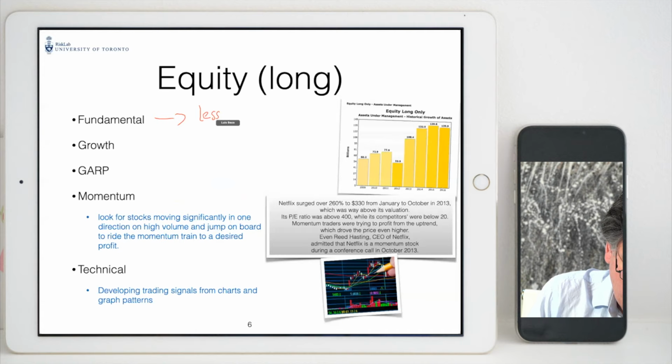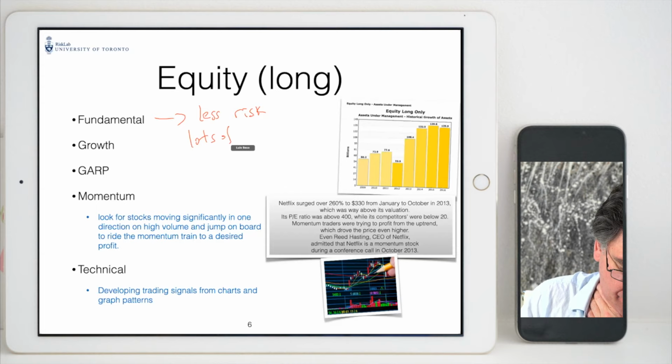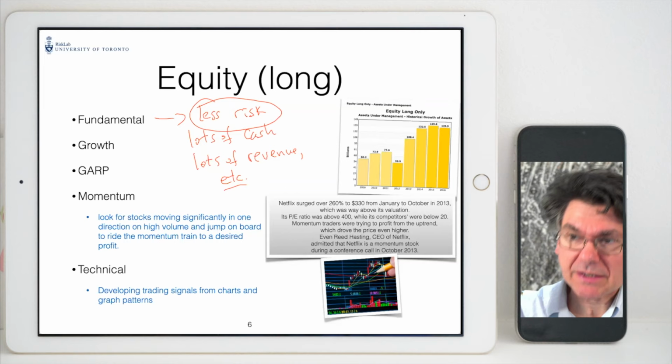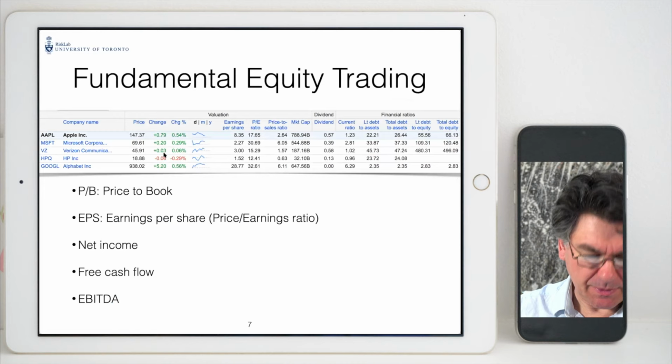Why? Because you buy companies whose fundamentals, whose accounting is very good. These are companies that have lots of revenue, so because of that, they do not move so quickly, so the risk is less. They have less risk because of this, okay? The fundamentals protect them. And fundamentals refers to the basic accounting information of the company. I have an example here. So this is how you would do this fundamental.